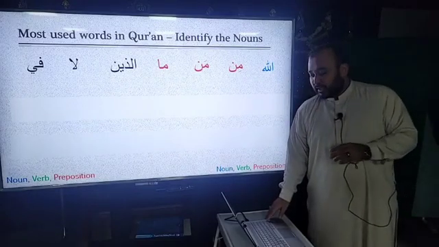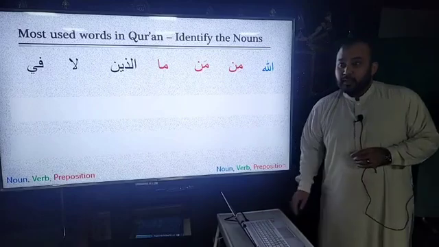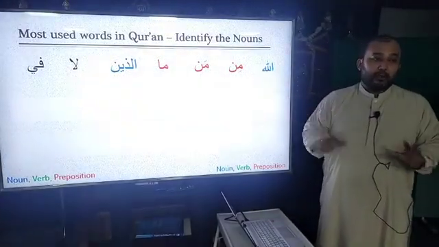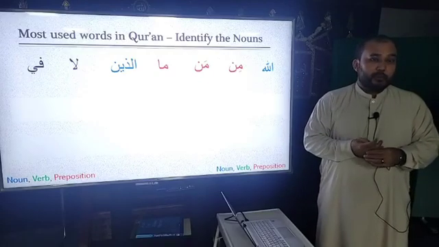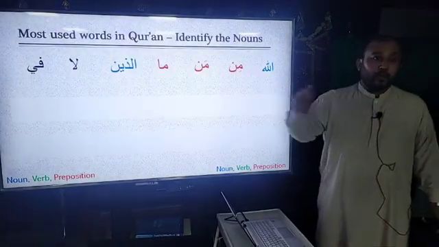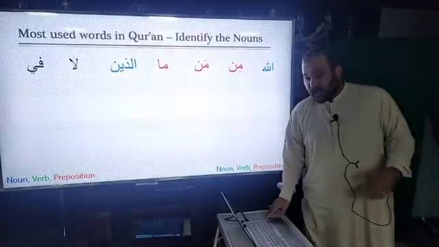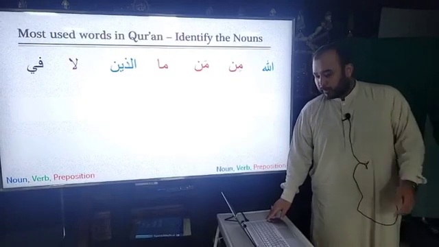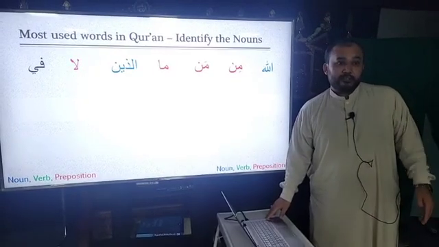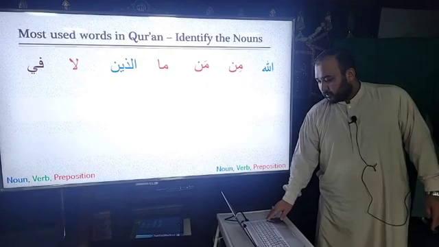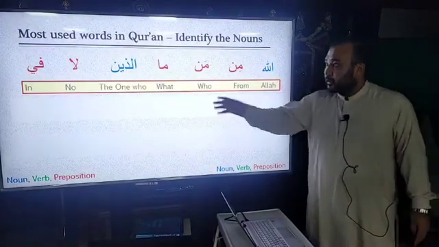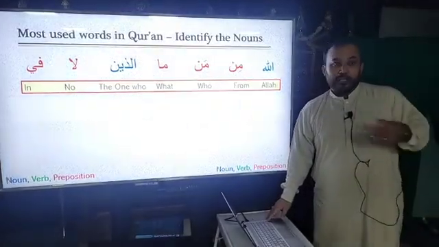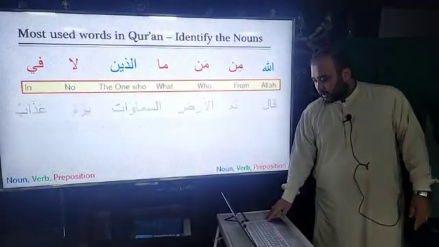This one is a noun. It is known as Ismi Mawsul. We haven't covered this, but this one is a noun, an ism, known as Ismi Mawsul. It means the one who. So it connects like that. La, no, is a preposition. Fi, in, preposition. MashaAllah, so we got all of them. We got the meaning here for you. Inshallah later on when I send this to you, if you want to learn the meanings, you can focus on them and learn them one by one.